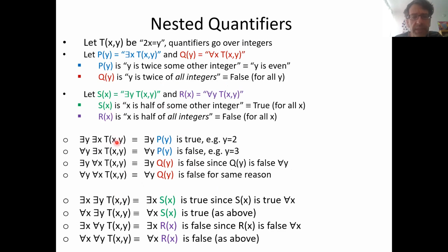Okay, this part is the same as before. Here's the new part. So consider expressions that look like this. They all involve t of xy, and they all start with some quantifier on x, followed by some quantifier on y. Okay, so let's basically apply the same procedure.